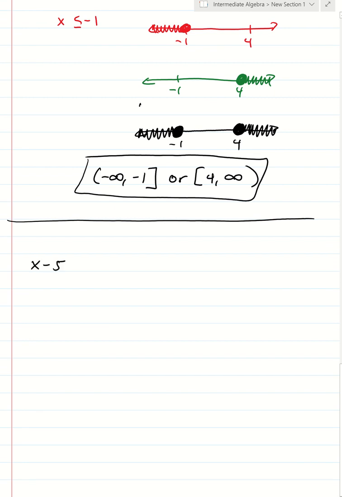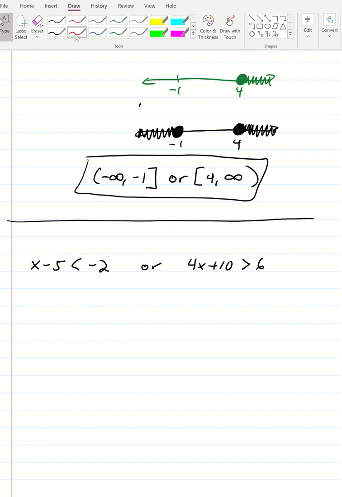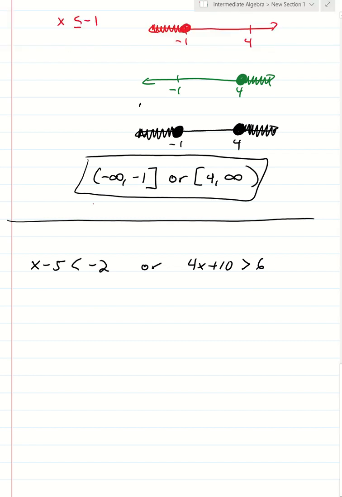x minus 5 is less than -2, or 4x plus 10 is greater than 6. Once again, two different algebraic expressions, so I am going to use, once again, two different colors. I'll start with red. Here, for the first part, I'm going to add the 5, and that would give us x is less than a positive 3.